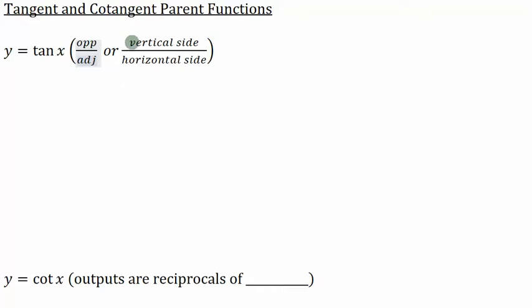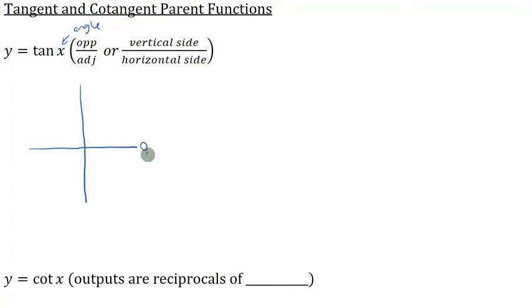You can also think of the opposite side as the vertical side of your reference triangle and the adjacent side of your reference triangle to be the horizontal side. That can be helpful. So let's take a look at the coordinate plane here. And the idea is we're taking the tangent of x. So x is the angle that we're talking about in this coordinate plane representation.